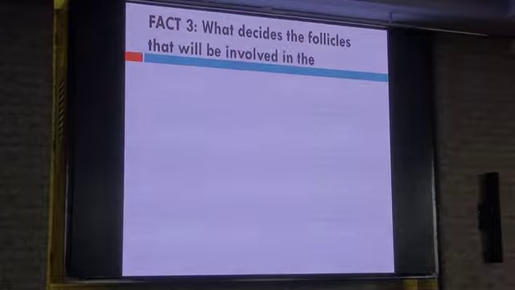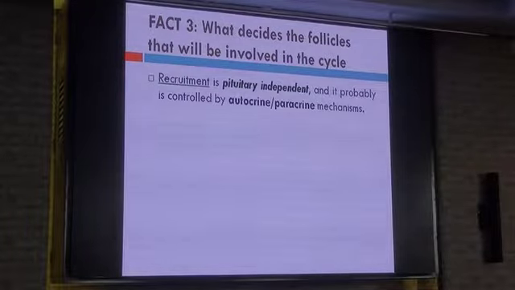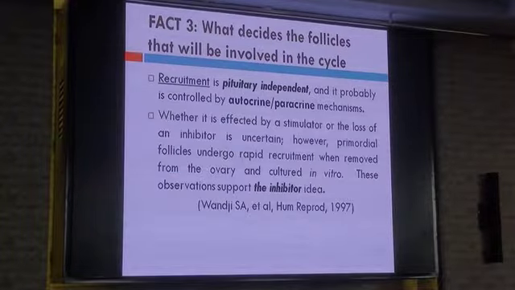Fact number 3: what decides which follicles will be involved in this cycle? This is the recruitment. Recruitment is a totally pituitary-independent procedure. It is probably controlled by autocrine and paracrine mechanisms. And whether it's affected by a stimulator, something stimulating the ovary to recruit a group of follicles, or by simply removing an inhibitor signal, we don't really know.